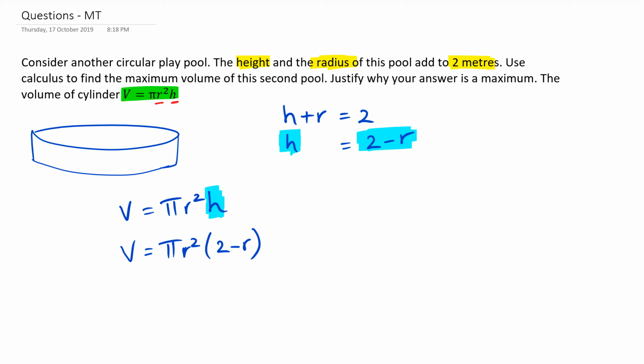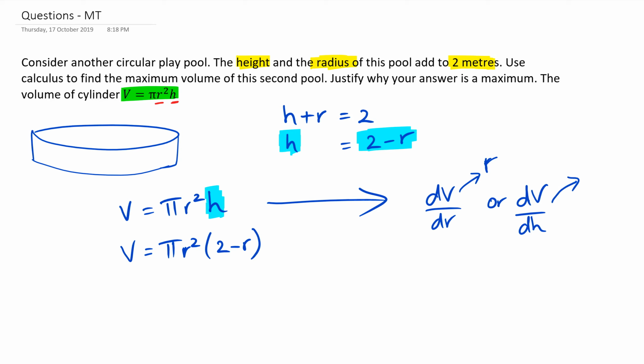Now when you want to differentiate this function, you can differentiate with respect to r, or you can differentiate with respect to h. If you're going to differentiate with respect to r, you cannot have any other variable apart from r in your equation. And if you do dv over dh, you can't have any other variable apart from h. Just to give you another way of doing this, in my original question I'm going to do dv dr. That's what I'm going to work out.